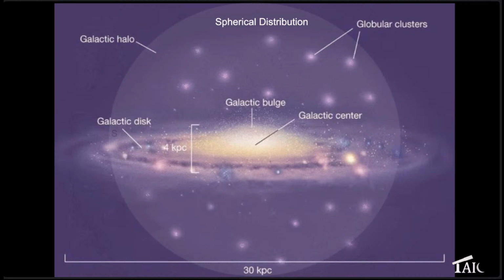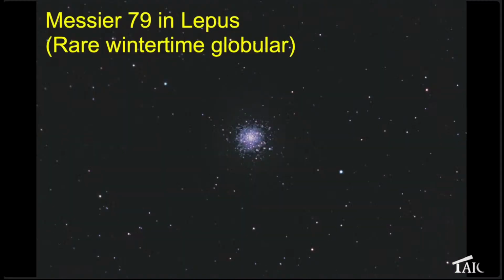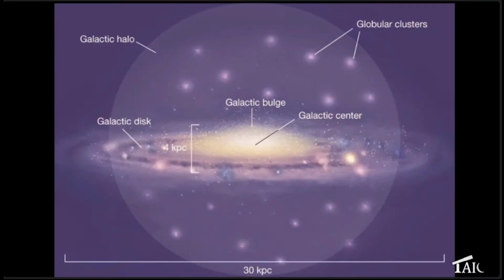But looking in the opposite direction towards Taurus, Orion, Lepus, and Canis Major, he found only 3, including this one, which is M79 in Lepus. This is one of the rare wintertime globular clusters, but it's always held a special place in my heart because of what a tremendous role it played in determining our position in the galaxy.